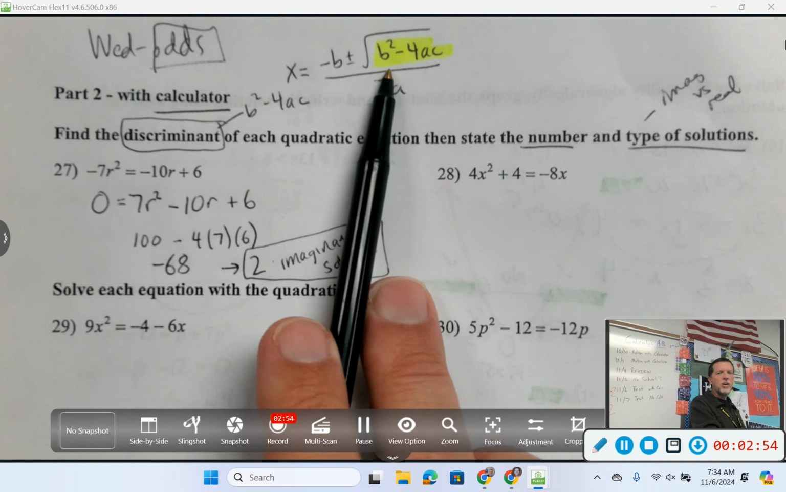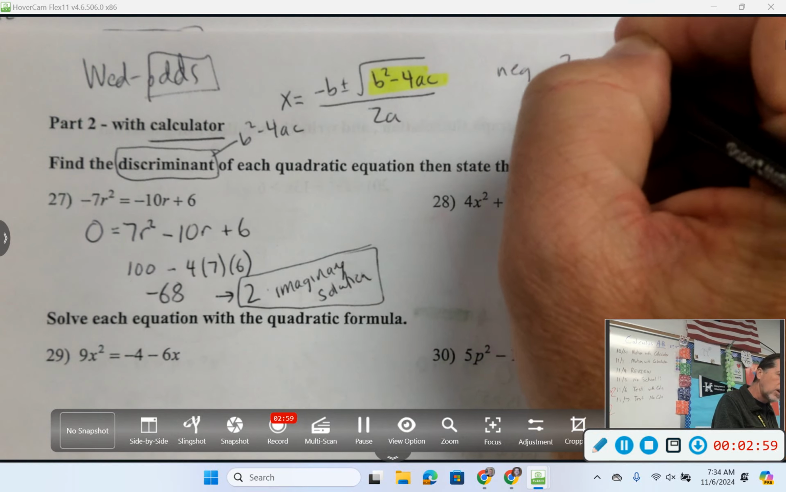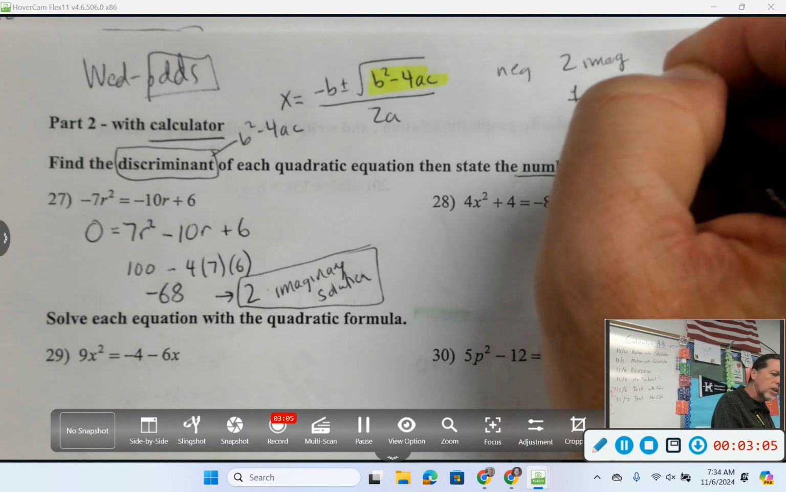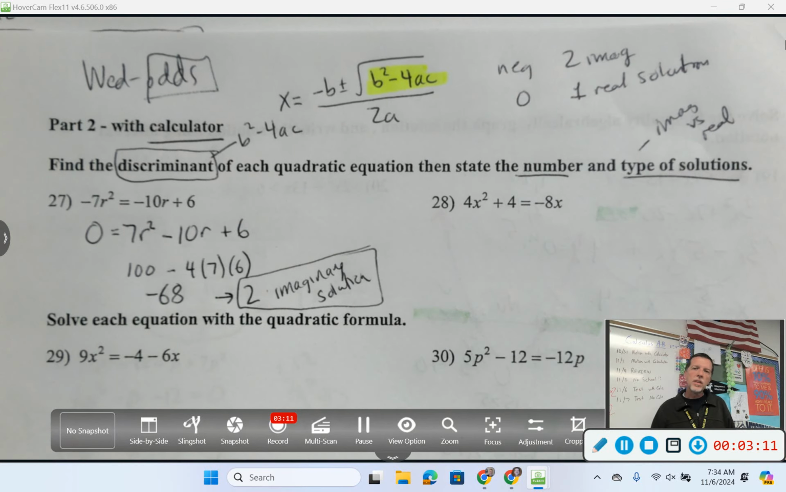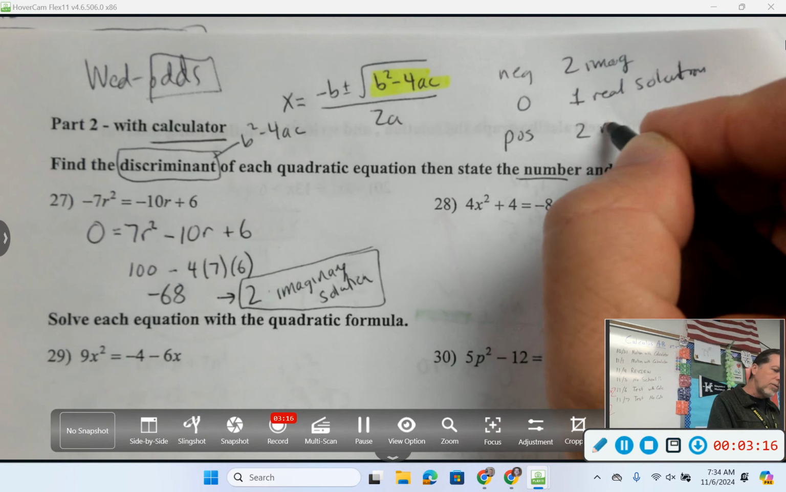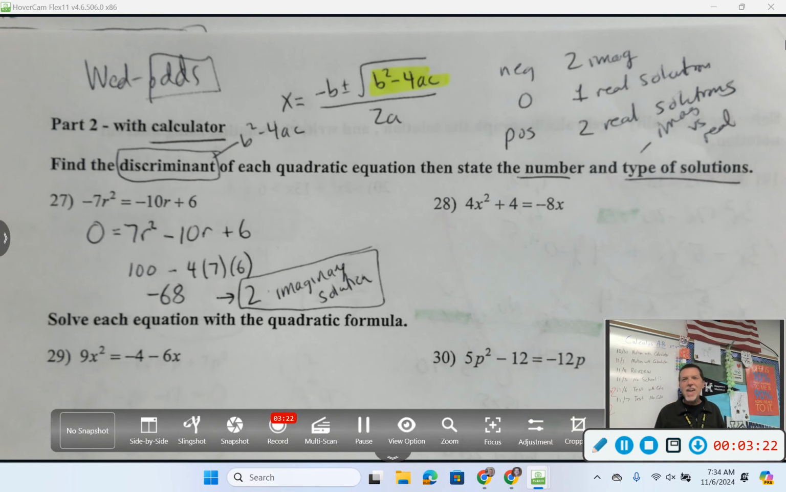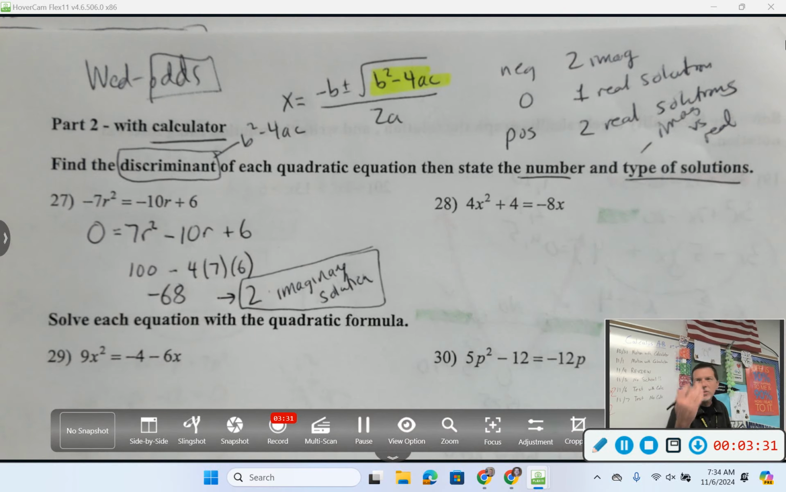So what are my other options here? If it's negative, that means there's two imaginary solutions. How would there be one real solution? If the discriminant is 0, because then you'd have plus or minus 0. And the last possibility is if it's positive, then you have two real solutions. So that's the little table, but you don't really memorize that, because if you understand the formula and what the discriminant does in the formula, then you can come up with those automatically. It's not a memorized thing.